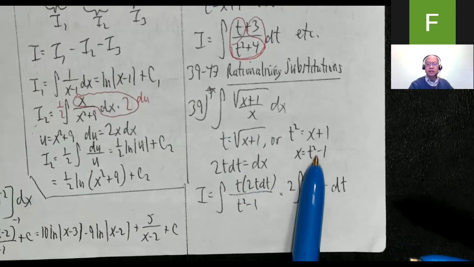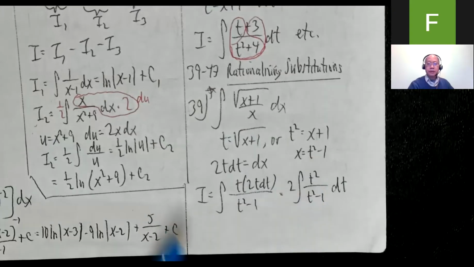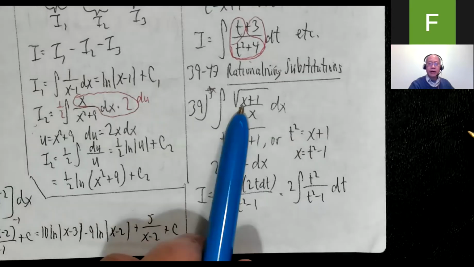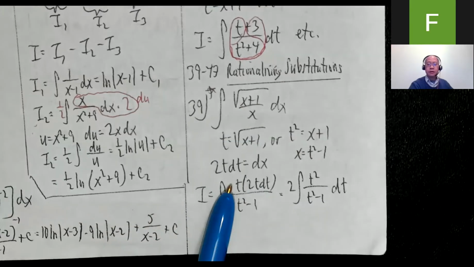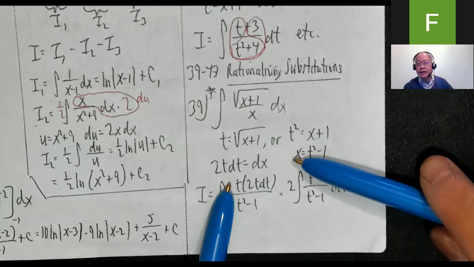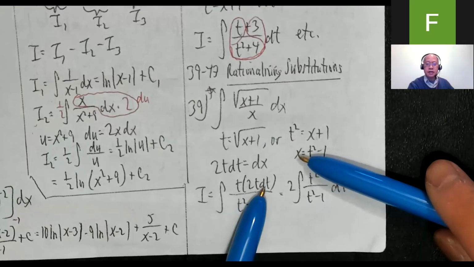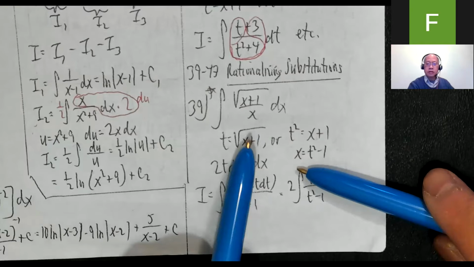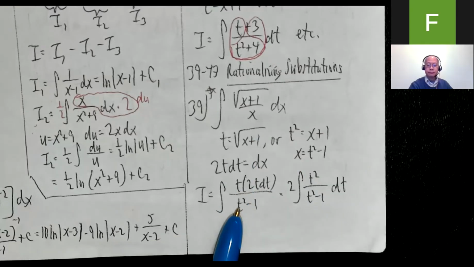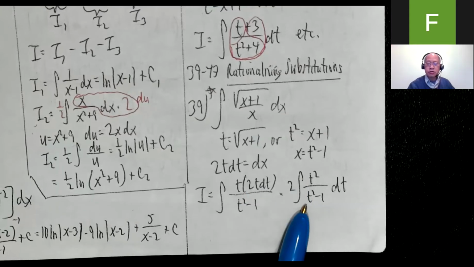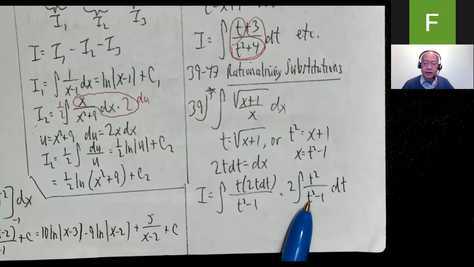All right, so I do all that stuff. Look at what happens. I now have the integral of radical x plus 1, which I now know is t because I made it that way. dx is 2t dt, all divided by x, which is t squared minus 1. Take out the 2, t squared over t squared minus 1 dt. And there it is. Now I know how to integrate that. I'm going to factor this.